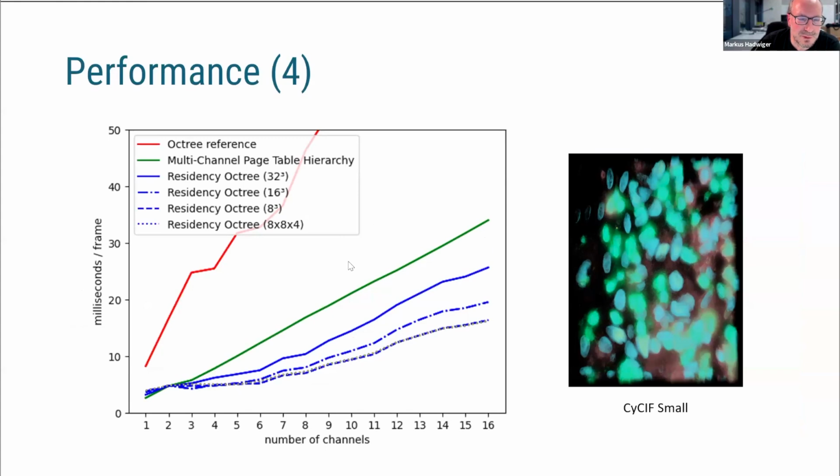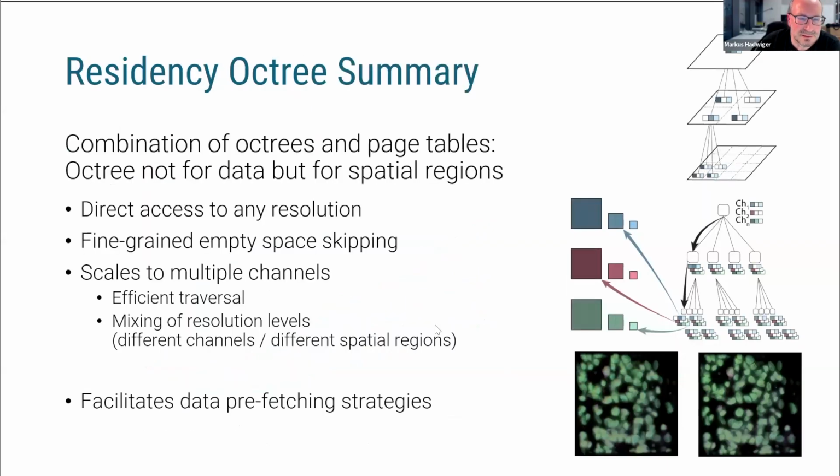Just a few highlights. For example, if you do an octree per channel, then if you increase the number of channels, which is the horizontal axis, the traversal time of the octree explodes. It definitely grows linearly, at least with the number of channels. You can mitigate that by having a single octree and storing all the information of multiple channels in a single octree.